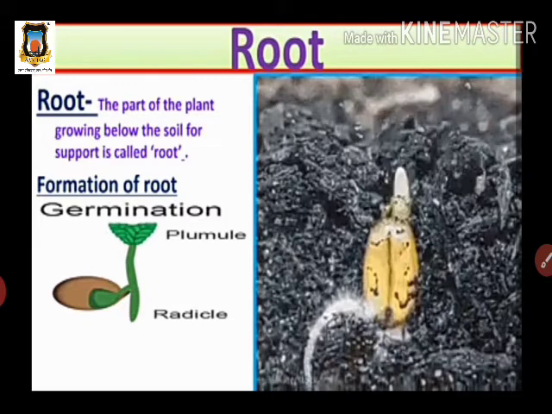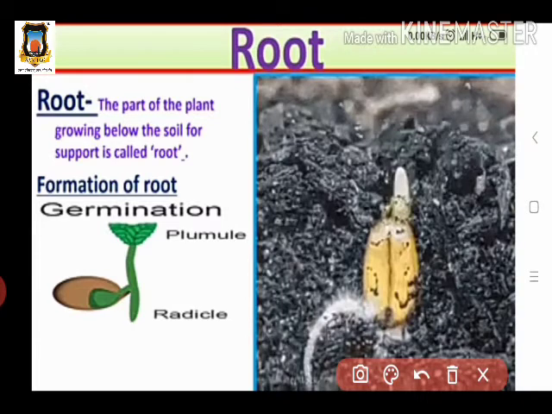So if we see this image, this is a gram seed. Means गहू जो असतो आपला त्याचं दाणं. ओके, गहू wheat seed आहे. It is a wheat seed.